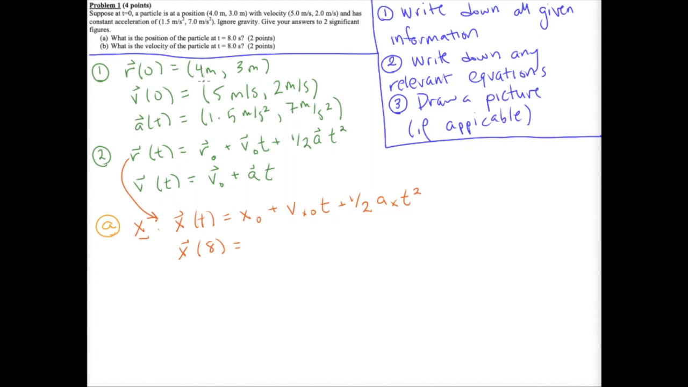So just plugging in numbers here, we have x of 8, which is what we're looking for, equals 4, our x0, aka our initial position in x, plus 5 times 8, where 8 again is our time, plus 1/2, and then again be really careful to get that acceleration in the x direction specifically. So that is 1.5 times t squared, 8 squared.